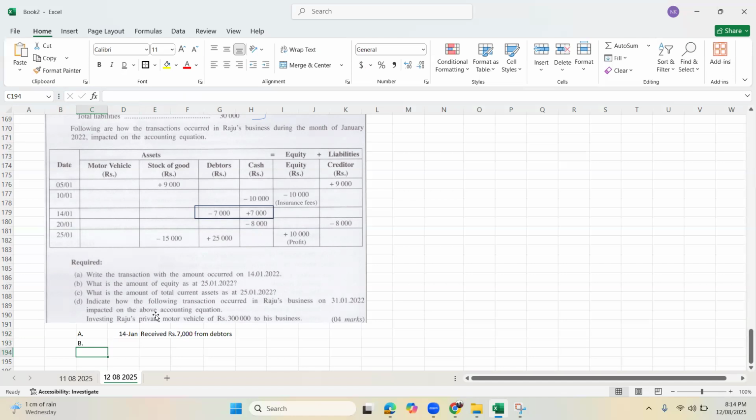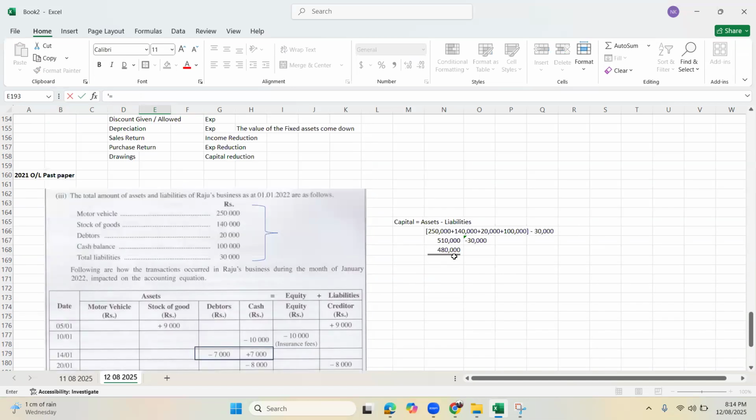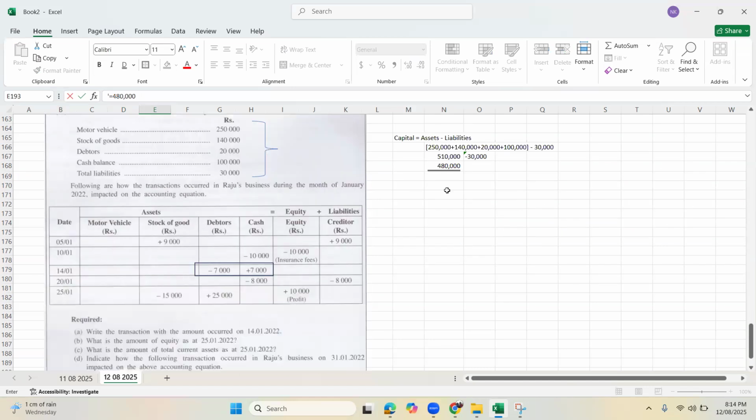Just think, B. What is the amount of equity as at 25th of Jan? 25th of Jan means after all these transactions have happened. After all these transactions, what is the amount of equity? How do you calculate? See, opening equity, how much came? Opening equity we have done, opening capital is 480,000. Then what other transaction has happened?